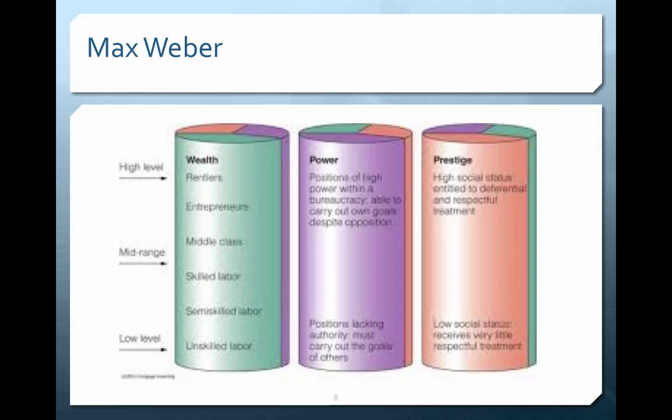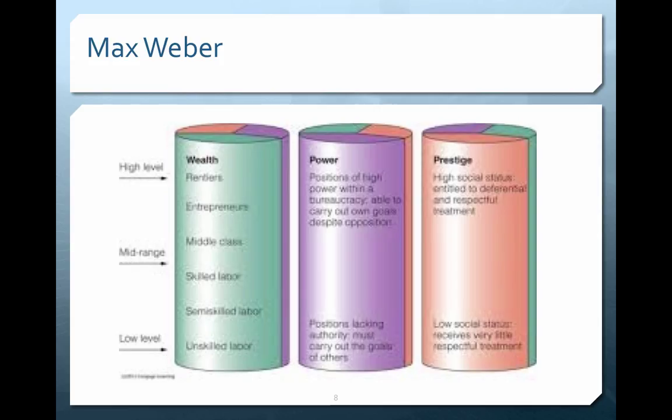And then the third point, the third cylinder, is that of prestige, the respect with which a person or status position is regarded by others. Now, if you're a CEO, if you are an owner, then you hold higher status. Typically, people look at you as being someone of more value than someone who owns nothing and struggles to exist.